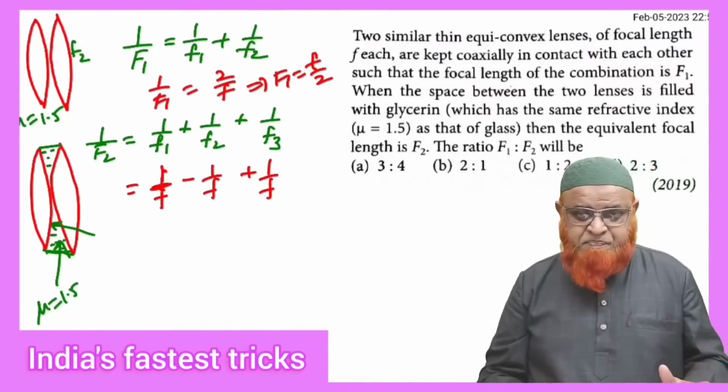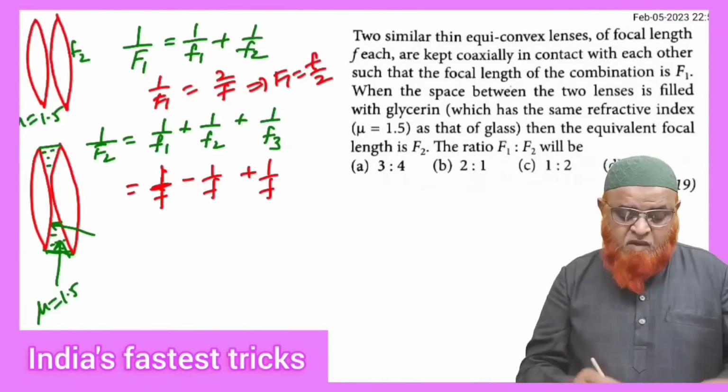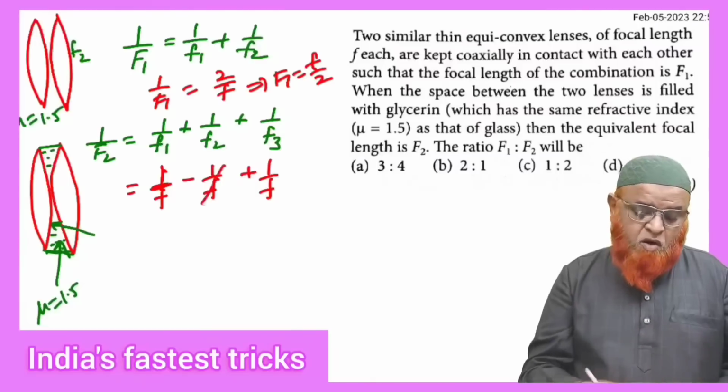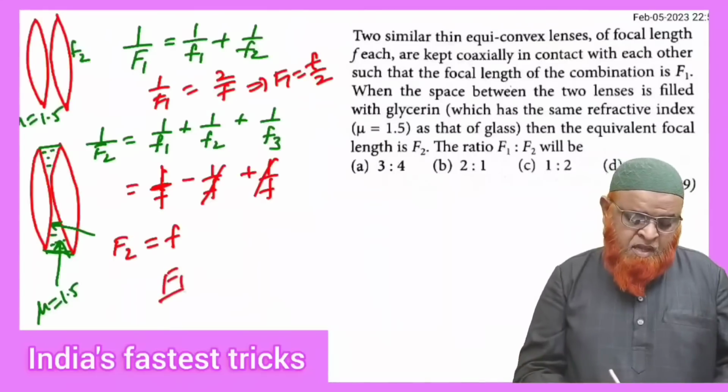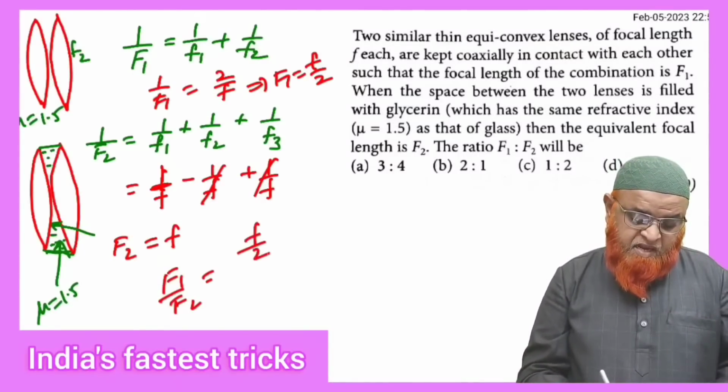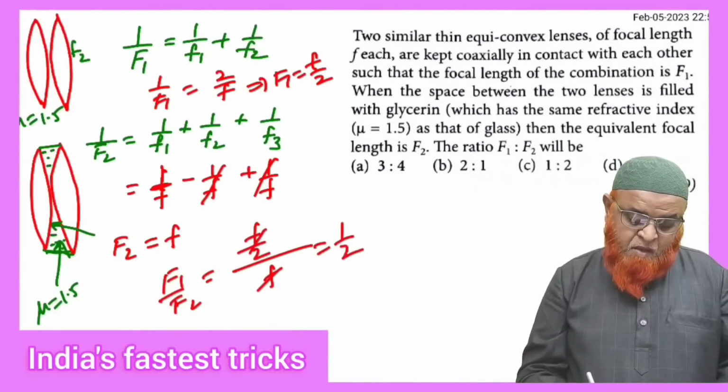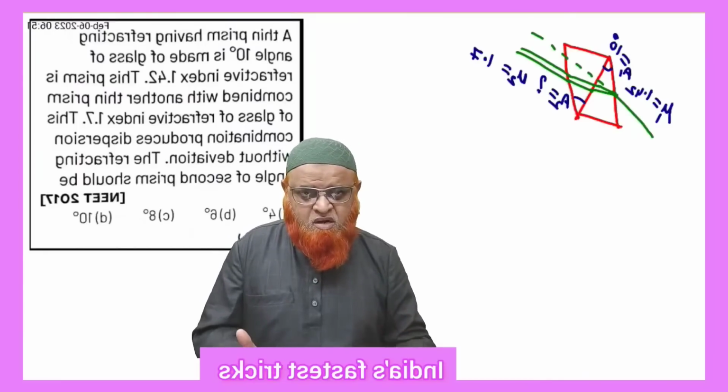The focal lengths are the same, but in the middle there is a concave lens, which is taken as a negative focal length. Then these two get cancelled here. Therefore, f2 is going to become f. That's it, got the answer now. f1 by f2 can be taken as f by 2 whole divided by f. If you cancel this out, it is going to become 1 by 2. So let us go ahead with a simple shortcut here.